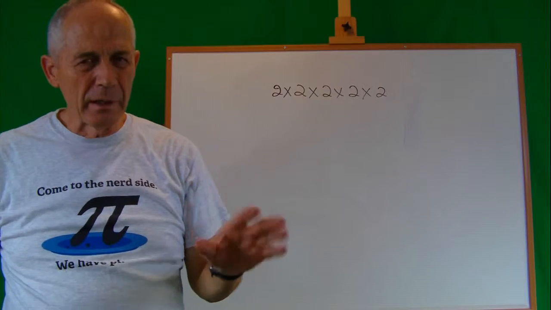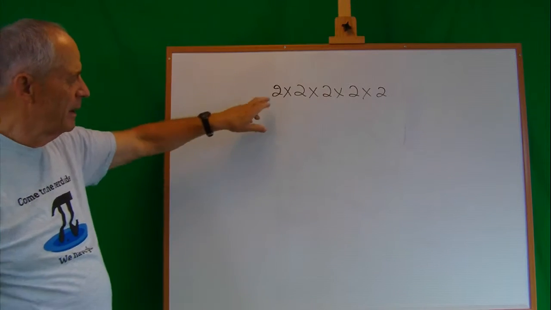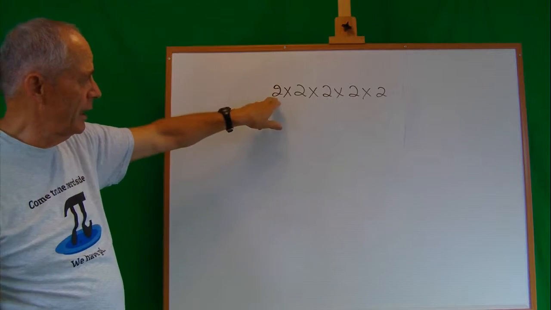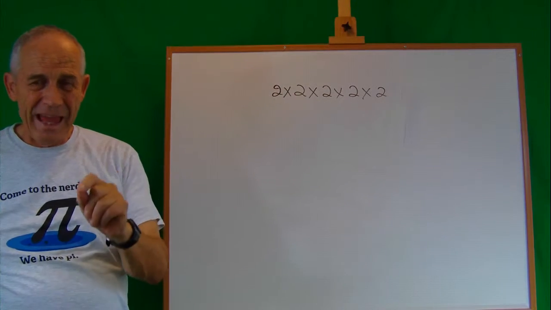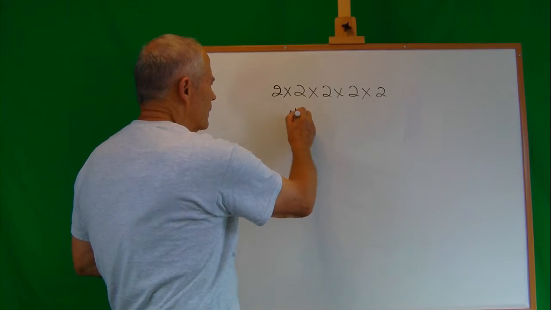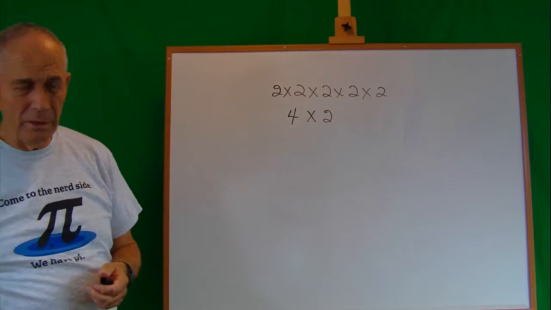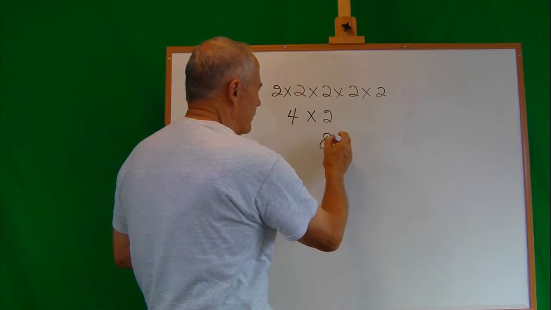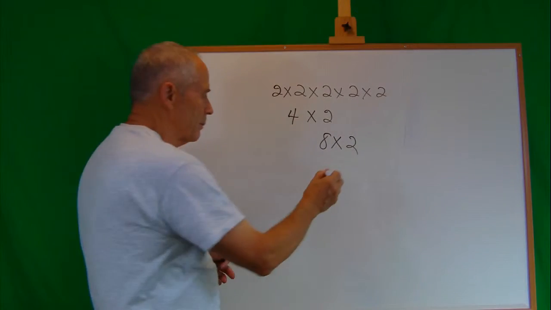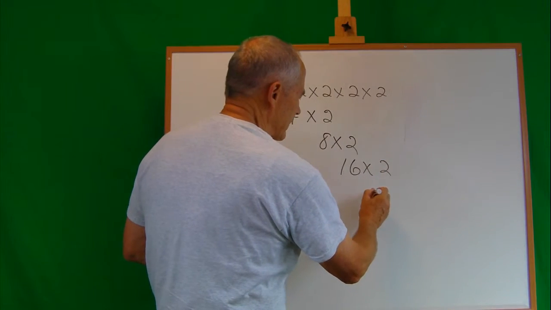I want to make sure you're clear exactly on what we do with a problem like this first. When you multiply, you start here and you go 2 times 2. That is equal to something. It's equal to 4, so that part of the problem can be replaced by 4. Then we go 4 times 2, and that part of the problem up to there will be 8. And then we go 8 times 2, and that part of the problem up to there will be 16 times 2, and that will give us 32.